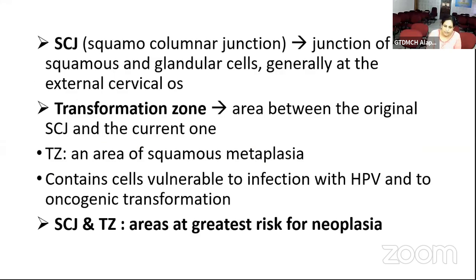So we will discuss the squamous columnar junction. This is a junction of the squamous and the glandular columnar cells, generally near the external cervical os. The transformation zone means the area between the original squamous columnar junction and the present, or the current, one. So the transformation zone is an area of squamous metaplasia. It contains cells vulnerable to infection with HPV and has potential for oncogenic transformation. The squamous columnar junction and the transformation zone are areas at greatest risk of neoplasia.